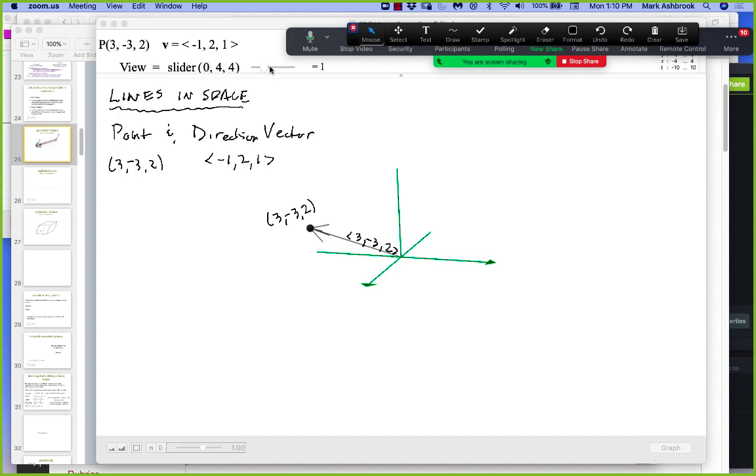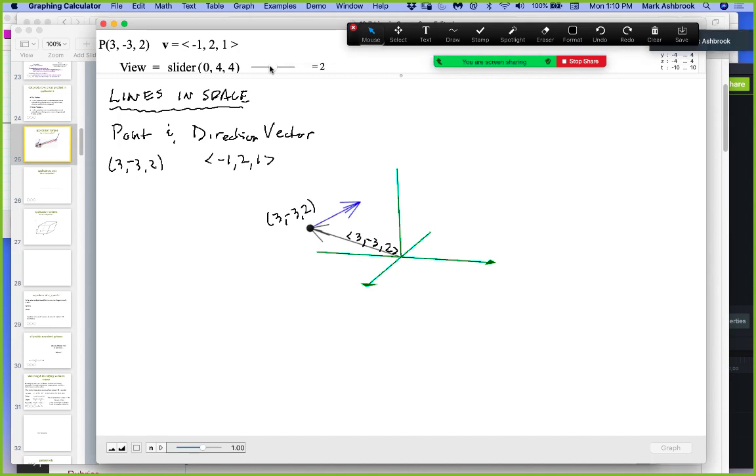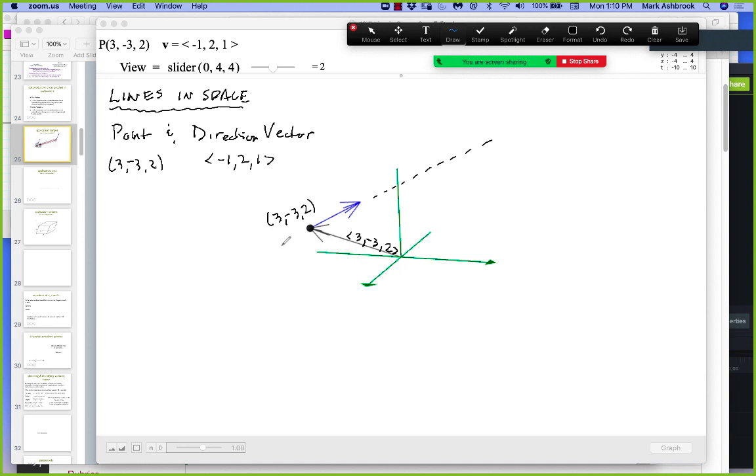So here it comes. Ready? There it is. There's my direction vector, -1, 2, 1. And I got its tail right there on the point. And so now can you imagine the line that we are building out of this point and this direction vector? It would be this line in space.